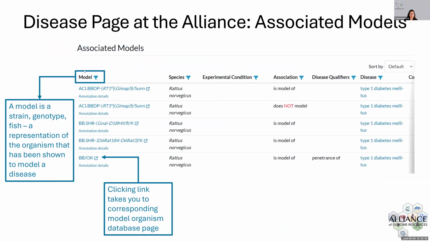We're going to start here with the models column. So a model is a strain, a genotype, or a fish. It is a representation of the organism that has been shown to model a disease. The name here, if you click on the name, it takes you to the corresponding model organism database page. Again, we have the annotation details pop up that we've seen in previous tables.